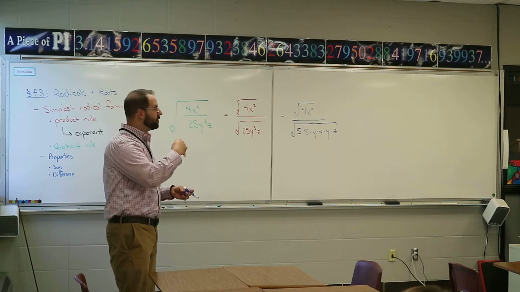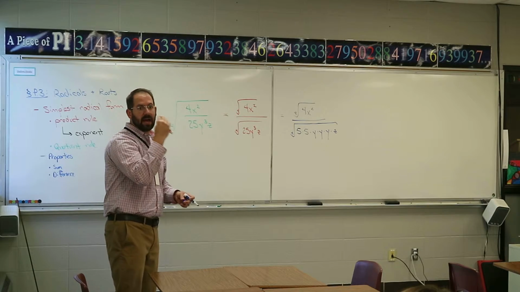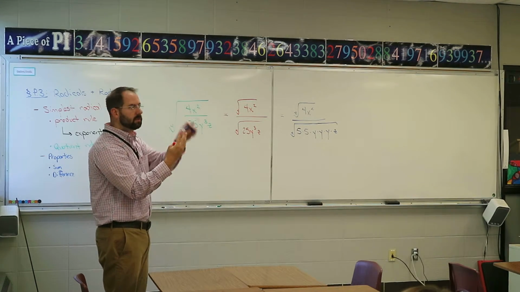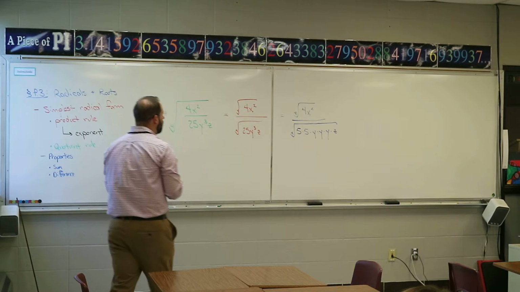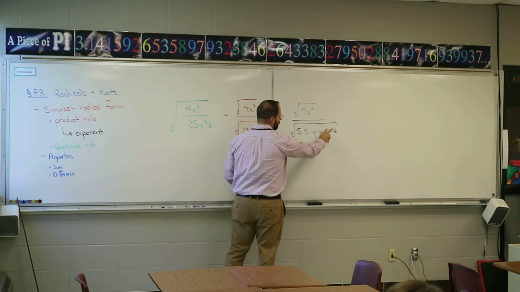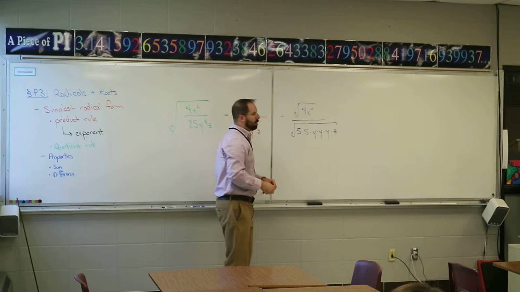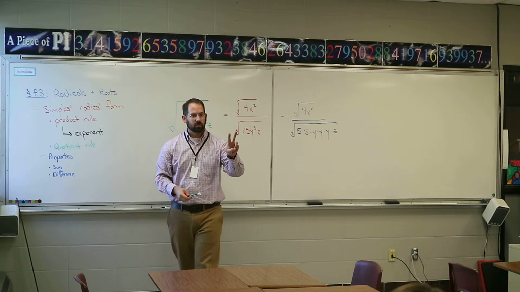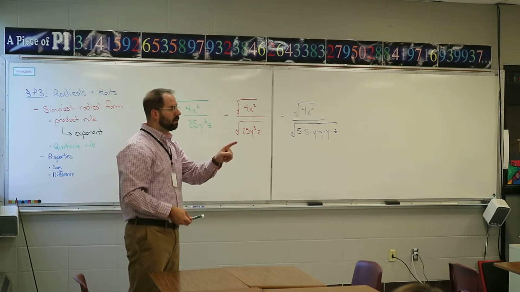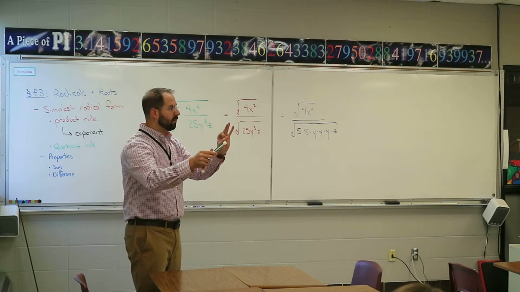I need to get all of those items that are in that radical to have 4 of them, because I have to circle quads, 4s. So what do I need to multiply on the bottom to guarantee that there's 4 of each of these items? How many 5s will I need? I'll need 2 more. How many y's will I need? 1. And how many z's? 3 more, right? To make 4 of everything.